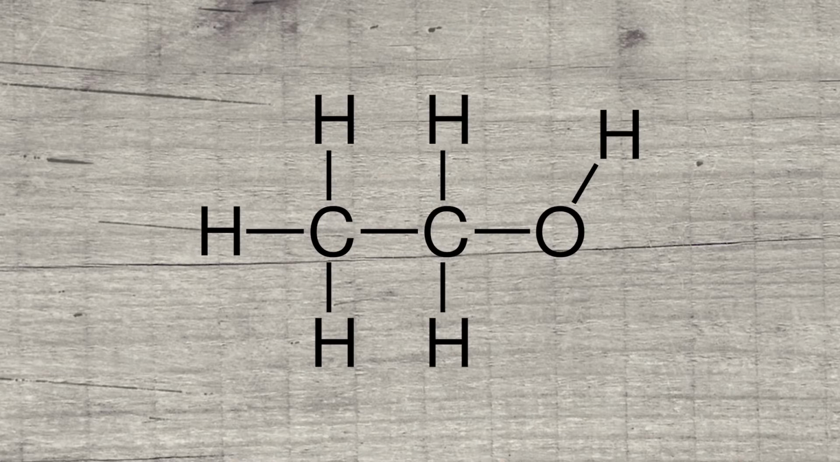It can be split into two distinct regions, eth and anol. The eth region is denoted by two linked carbon groups, one of which is a methyl group and the other is a methylene group. This methylene group is attached to the oxygen molecule of the hydroxyl group, forming the anol region. Let's say it together. Ethanol. It is also a clean-burning renewable energy source.